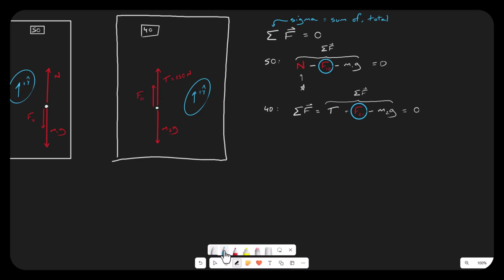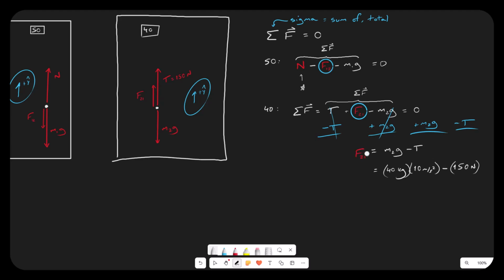So I'm going to take this equation and I'm going to solve it for F21. I'm going to add M2G to this side and to this side. I'm going to subtract T from this side and from this side. And that leaves me with F21 equals M2G minus T. And now I'm going to plug in my numbers. So 40 kilograms, 10 meters per second squared, minus the tension, which is 150 newtons.